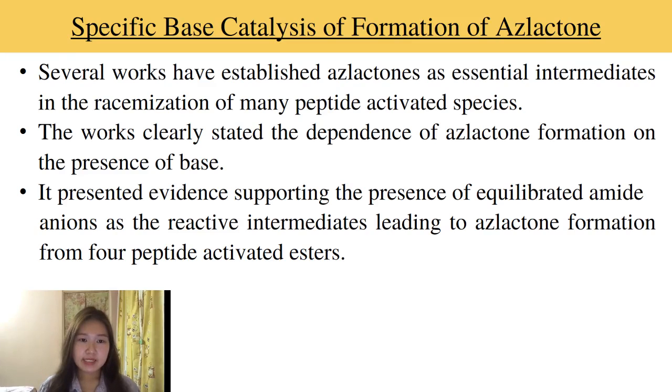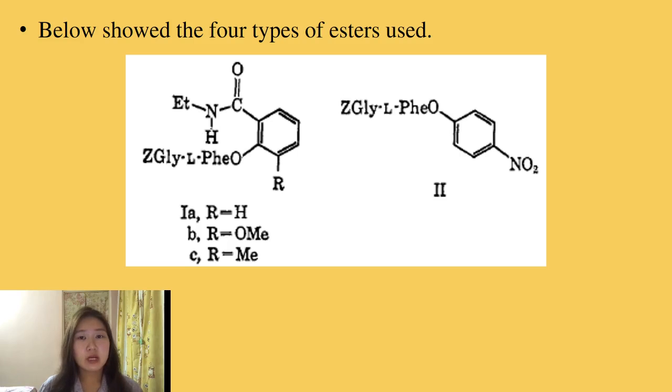Specific base catalysis of formation of oxazolone. Several works have established oxazolones as essential intermediates in the racemization of many peptide activated species. The works clearly stated the dependence of oxazolone formation on the presence of base. It presented evidence supporting the presence of equilibrated amide anions as the reactive intermediates, leading to oxazolone formation from 4 peptide activated esters. Below show the 4 types of esters used.